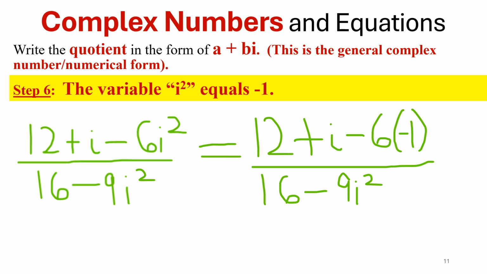What about this? This is going to be a -1 too. But this negative is going to get multiplied by this negative, and that's going to be a -9 times a -1. You have to memorize your power rules, and that's going to be a +9. This is going to be a -6 times a -1, and that's going to be a +6.